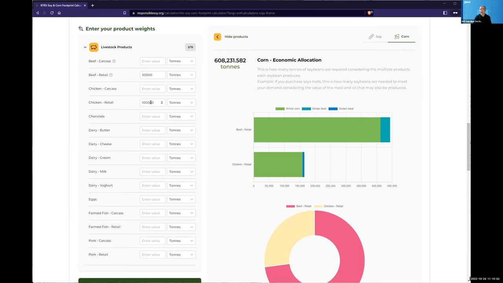So the demand side of things is that physical requirement just to have what you need, whereas the economic allocation recognizes that there's lots of different co-products at play. It's a complex system, and therefore you're just getting a proportion of it that's based on the value of all of the products that come out of a single ton of soybeans.